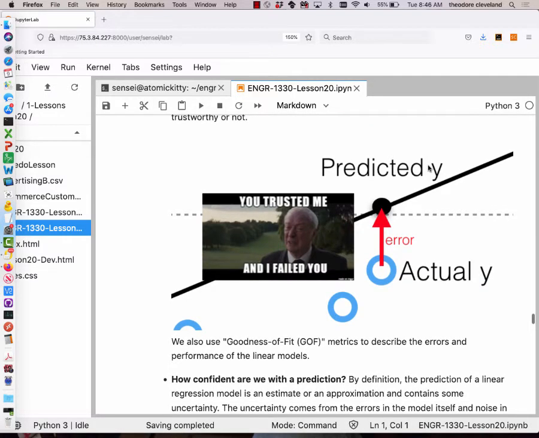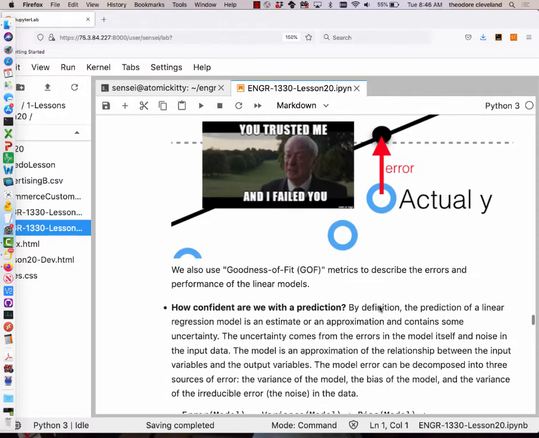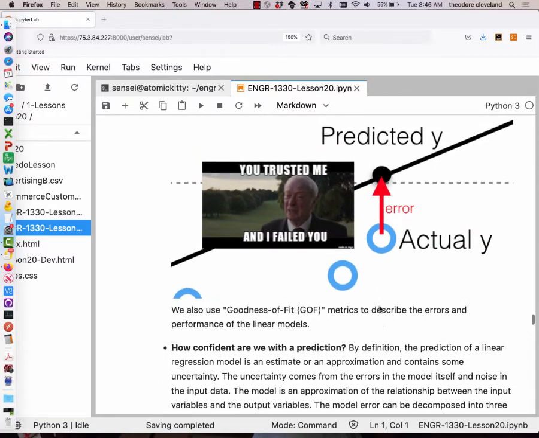And the thing we're trying to do is avoid this particular picture. So we built this model, we made a prediction, you trusted me, and I failed. We want to minimize the number of times that this guy has to do that line.